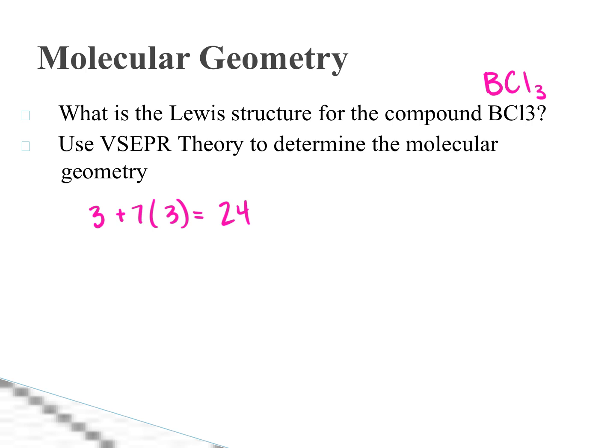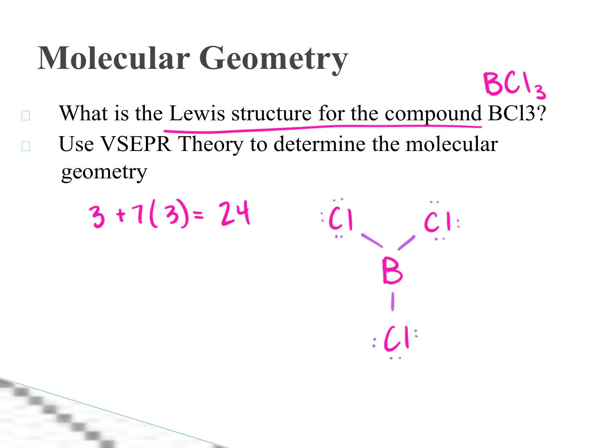Would you agree? Yeah. Now what do we do? We're going to draw our Lewis structure first, because that helps us look at electron domains. Wasn't there something like this on the quiz? Oh, CCl4. Yeah.